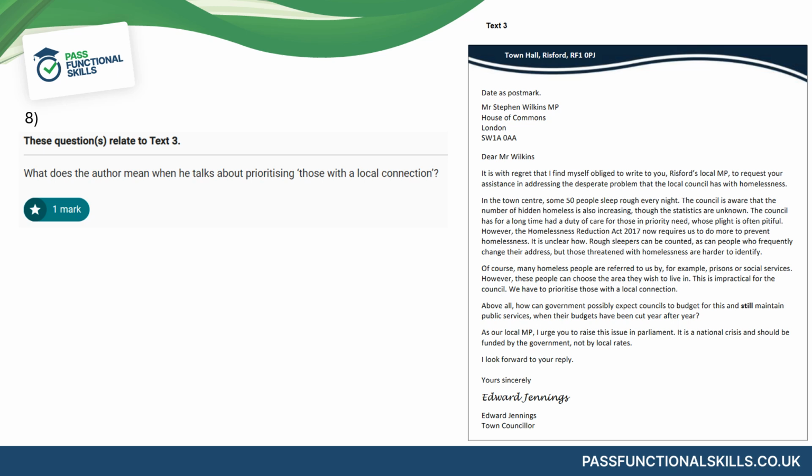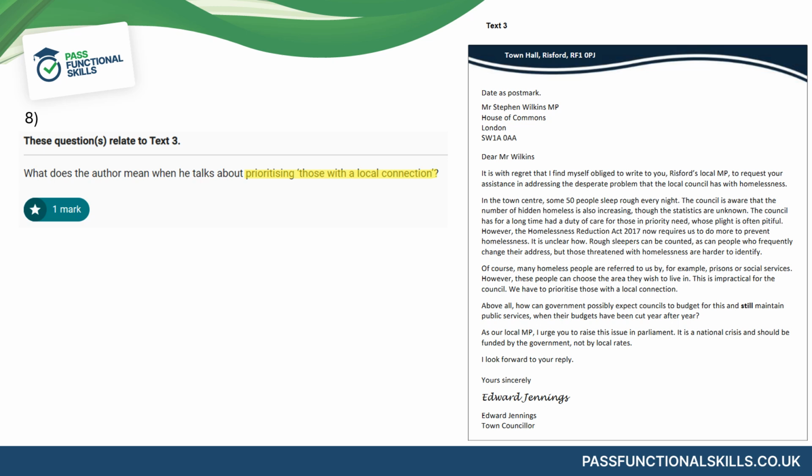Question 8. What does the author mean when he talks about prioritising those with a local connection? Okay, so this is again a meaning question, but this time we need to explain the meaning of the whole phrase. So we first need to work out what prioritising means, and you can use a dictionary for this if you're not sure, but prioritising just means to put someone first. So then we've got this phrase, those with a local connection.